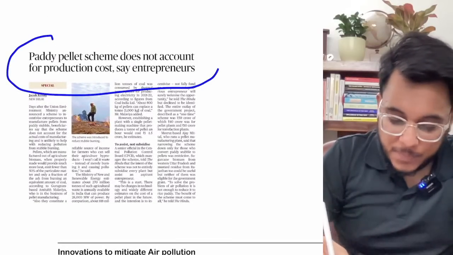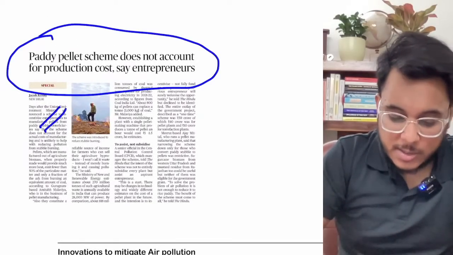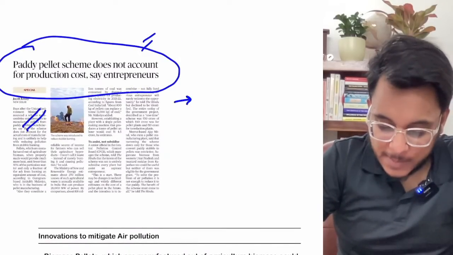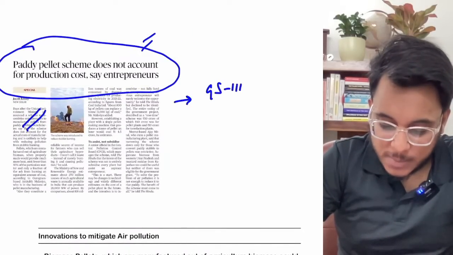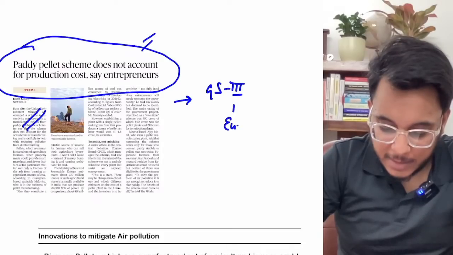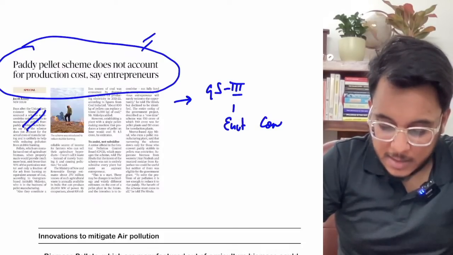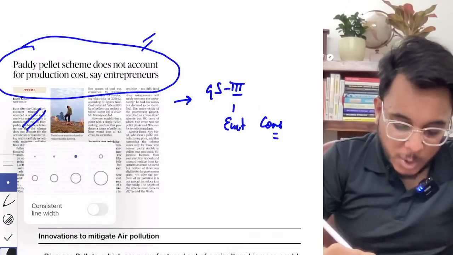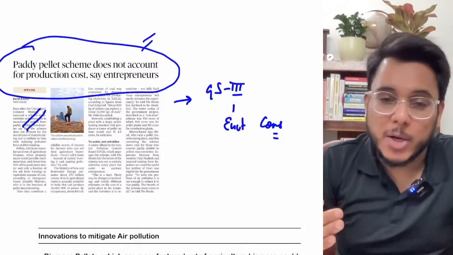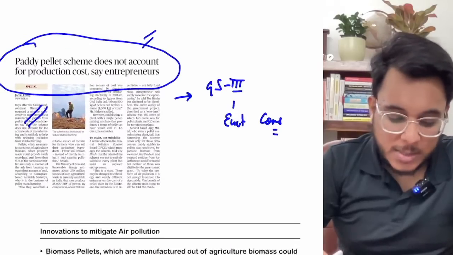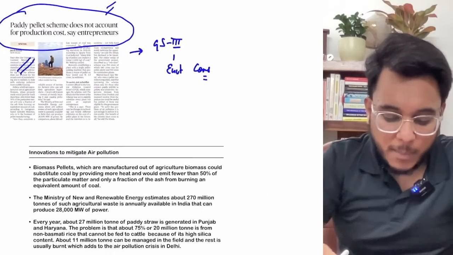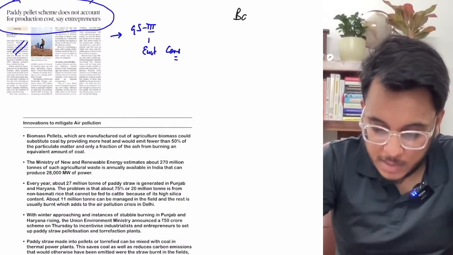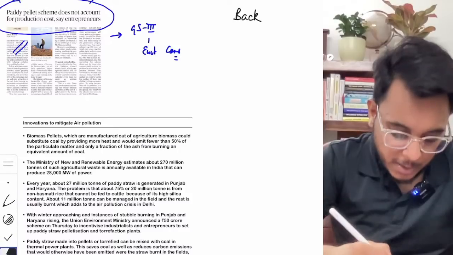Paddy pellet scheme does not account for production cost, says entrepreneur. Now this particular article we will see with respect to GS Paper 3, environmental conservation. Before moving into this article, guys, you should know a little bit of background first, and after knowing this background, we'll be able to make more sense of the entire article. Background. Now guys, understand this particular thing.